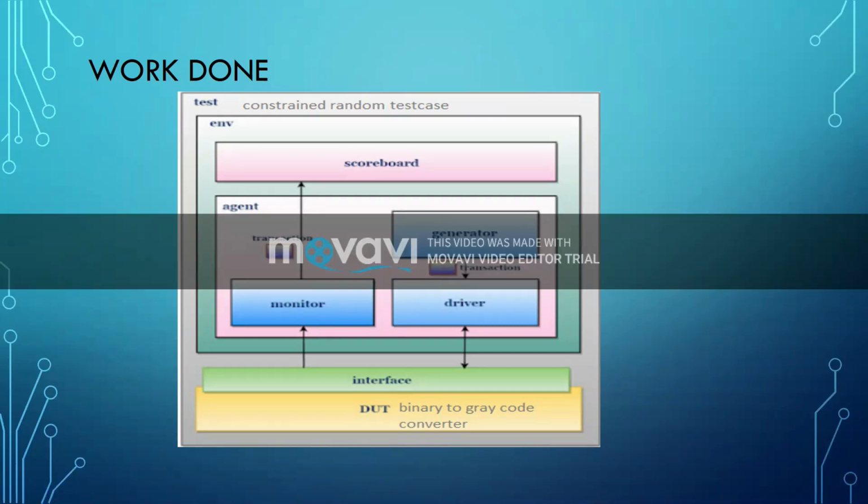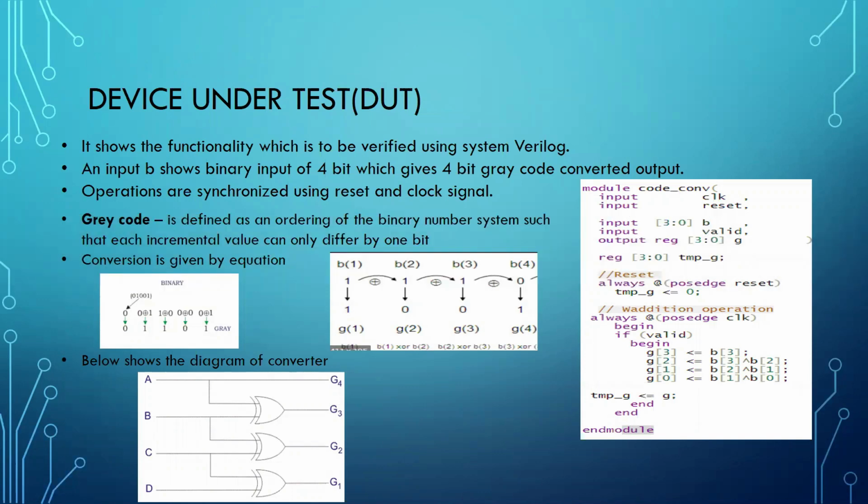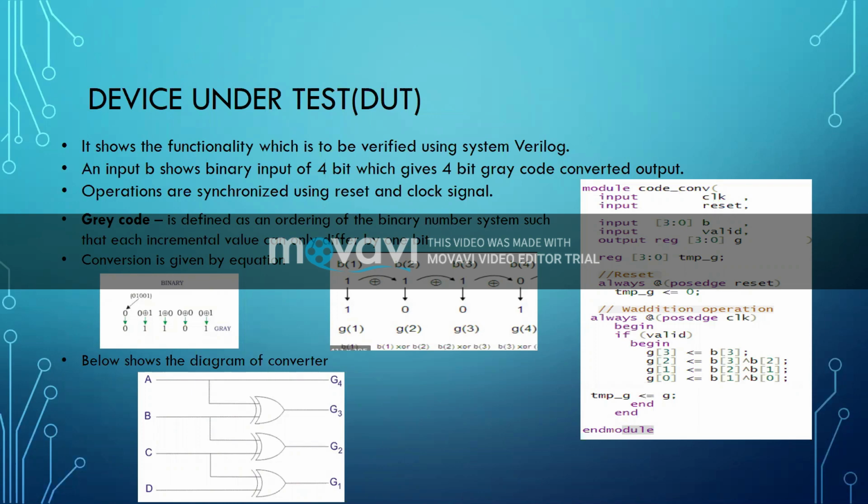Now let's go to the detailed description of the entire modules. First, we will see the device under test. It is nothing but the binary to gray code converter. Here we are going to check the functionality of the binary to gray code converter. We are using a 4-bit binary to gray code converter. In this picture, we can see how the conversion is happening.